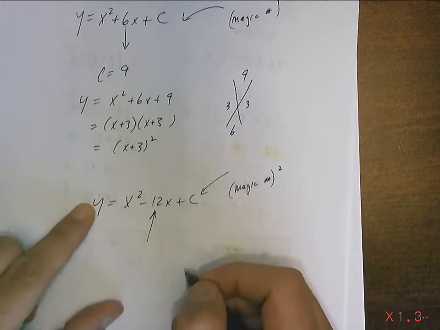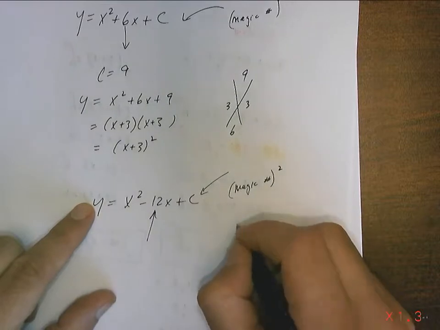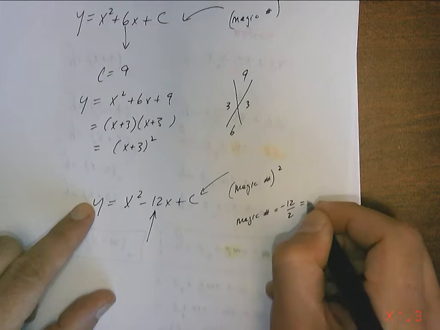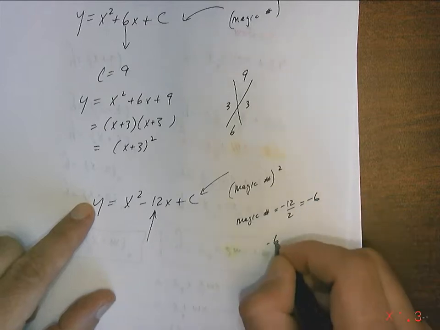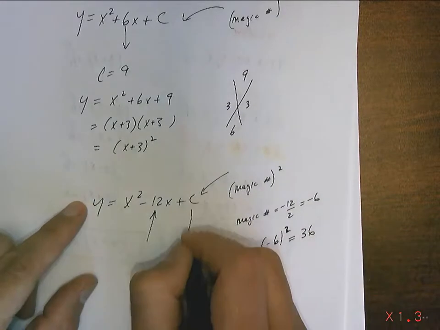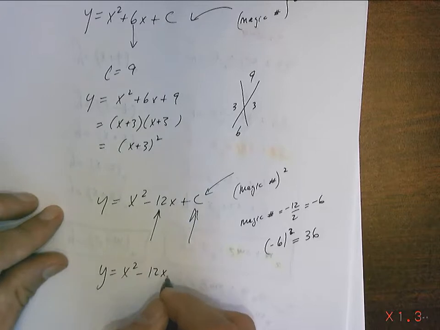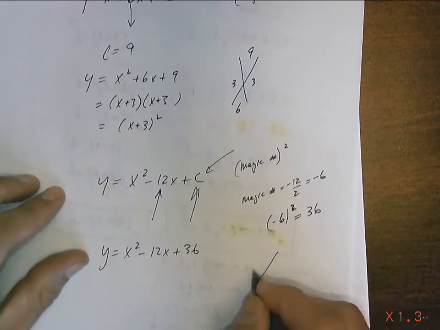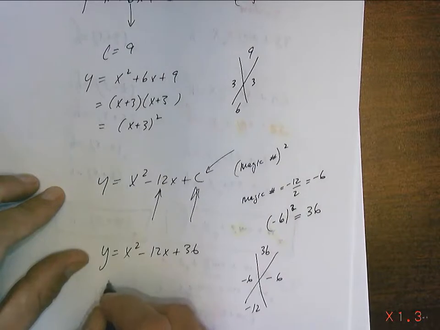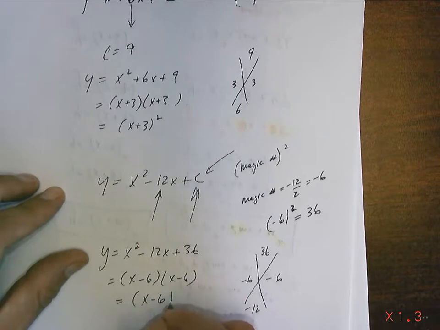And you notice that the b value is 2 times the magic number. So c is the magic number squared. b is the magic number times 2. So if I do the reverse, divide it by 2, the magic number is going to be negative 12 divided by 2, which is negative 6. The magic number squared is going to be 36, which means that c, to make this a perfect square trinomial, is x squared minus 12x plus 36. Check it. Two numbers multiplied to give 36, add to give negative 12: negative 6, negative 6. x minus 6, x minus 6, x minus 6 squared.